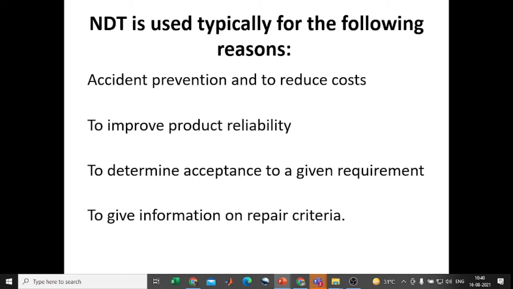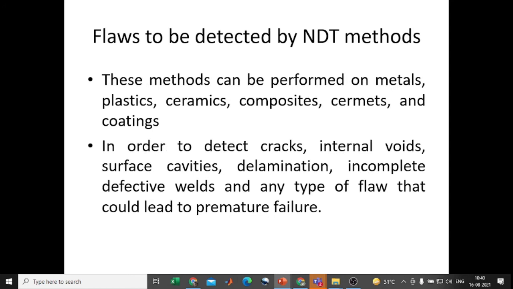After that, we can fill the material or weld the material and arrest the internal voids, or fill the internal voids with the molten metal. With this, we can create the new repair criteria to solve the defects that are inside the material. After that, flaws to be detected by non-destructive methods.